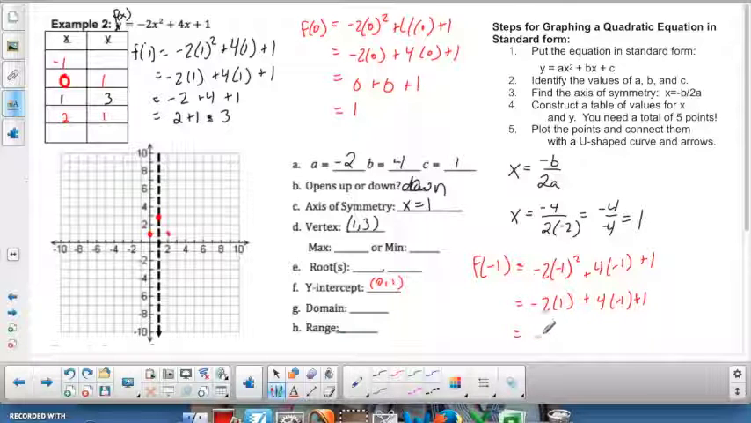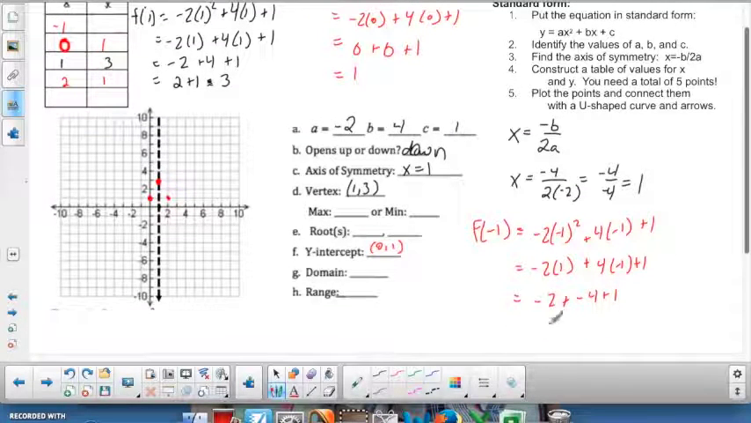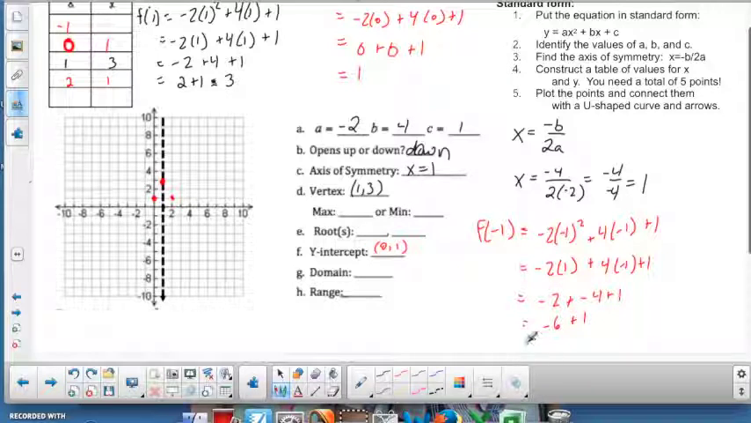Negative 2 times 1 is negative 2. 4 times negative 1 is negative 4. Negative 2 plus negative 4 is negative 6, plus 1. And then negative 6 plus 1 is negative 5.